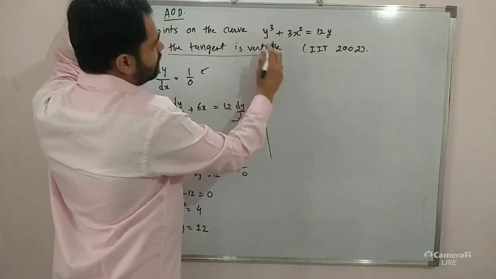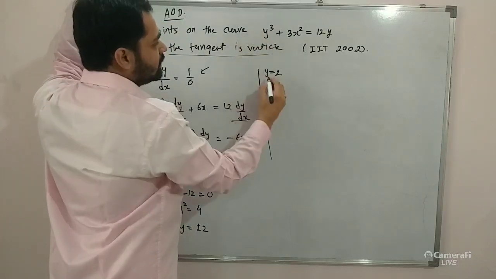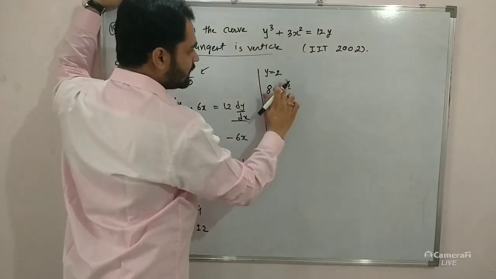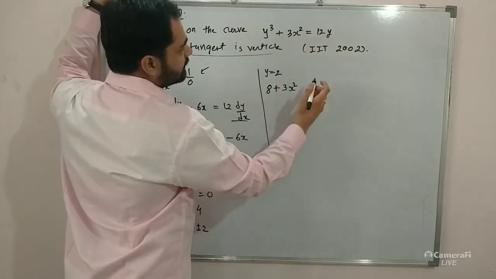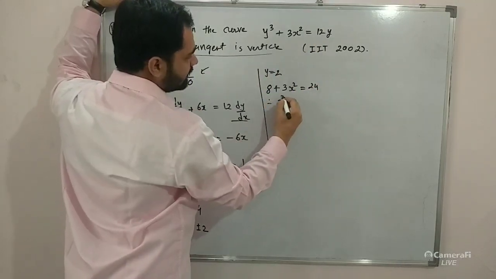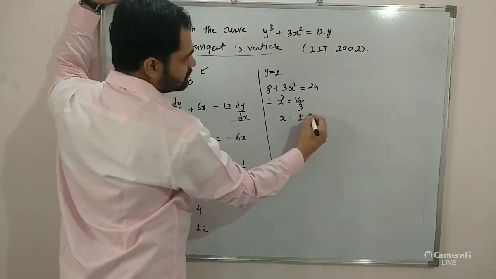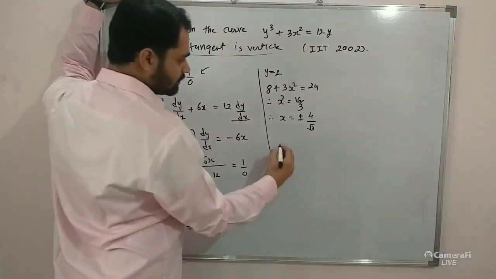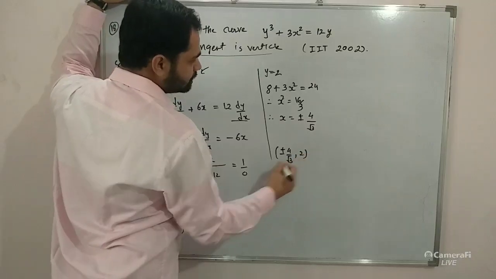To find the value, what will we do? Put y is equal to 2 in the given equation. So 2 cube is 8, plus 3x square is equal to 24, therefore x square is equal to 16 by 3, therefore x is equal to plus or minus 4 by root 3. So the answer is plus or minus 4 by root 3 comma 2.